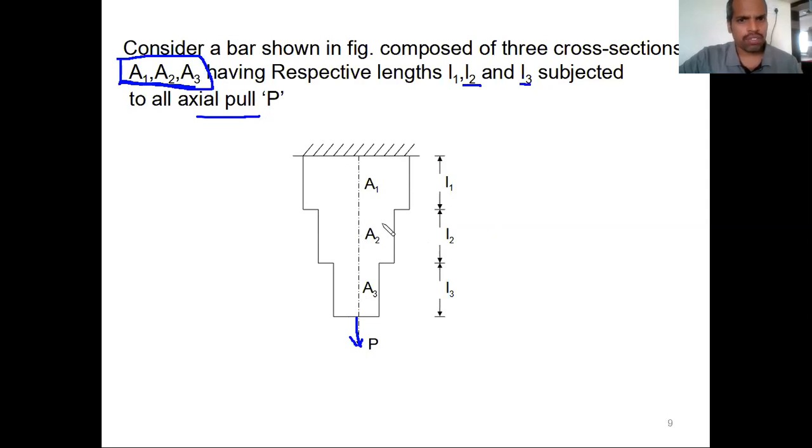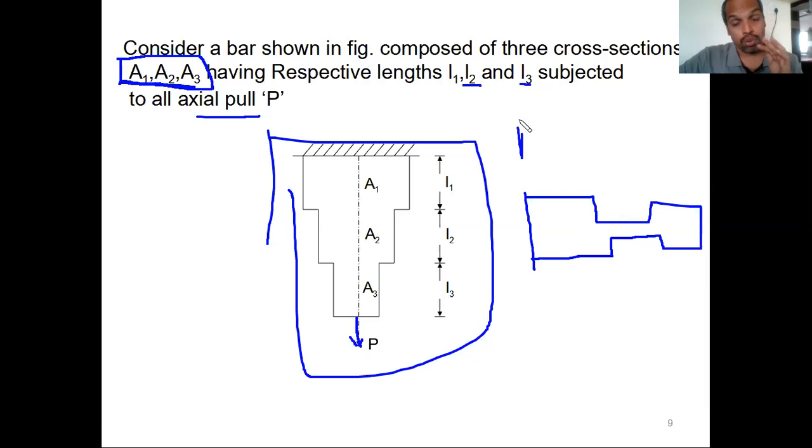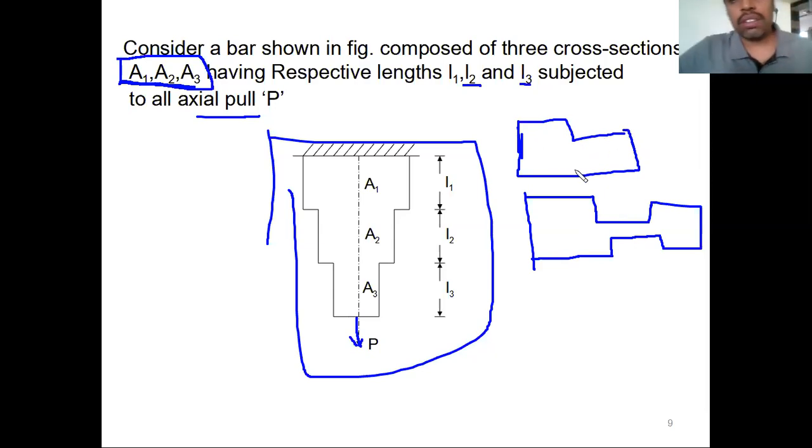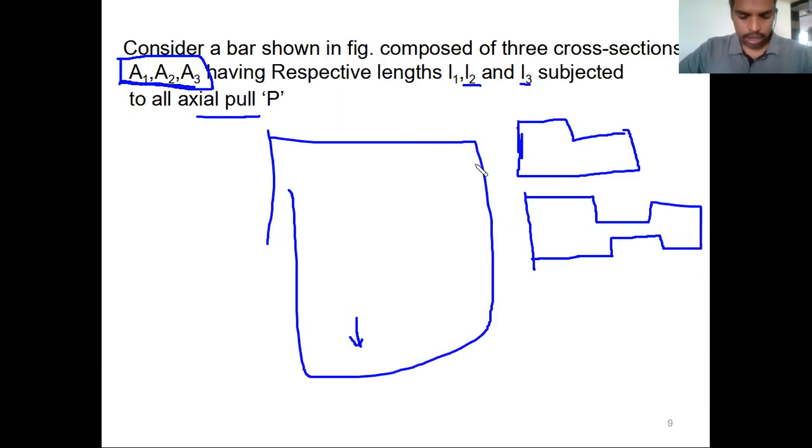Of course, don't think that the figure will always be like this only. It can be like this also. This type of diagram is used just for indicative purposes. It can be any shape, not only this shape. It can be a combination of different types. But generally, symmetric sections will be given along the length of the member. In most cases, the members will be symmetric.